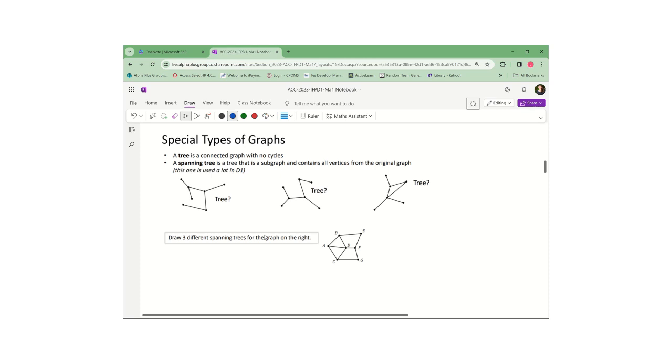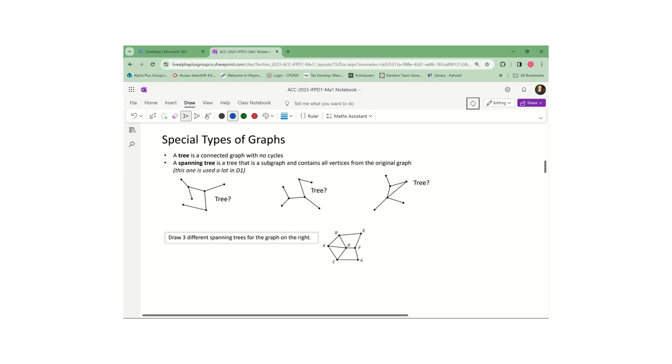Special types of graph. We've got something called a tree. It's a connected graph, so there's no parts of the graph that we can't reach. All the arcs are joined up into one shape. And a spanning tree is a subgraph of a bigger graph that contains all the vertices of the original graph.